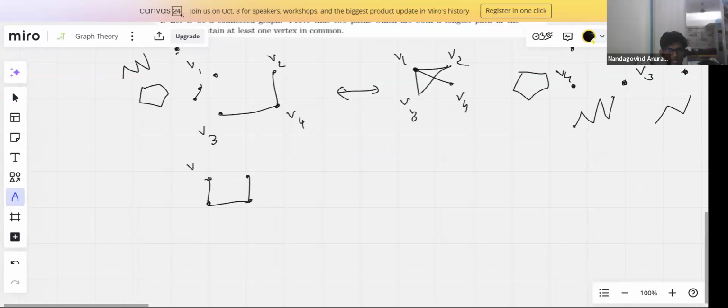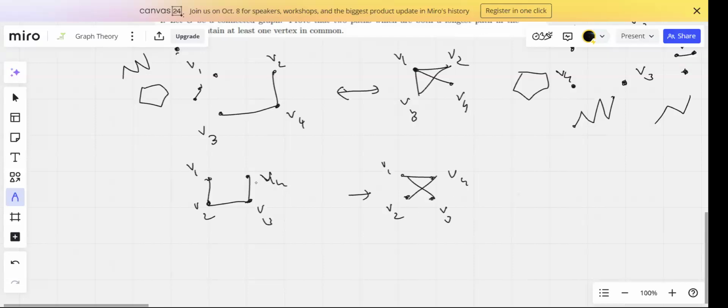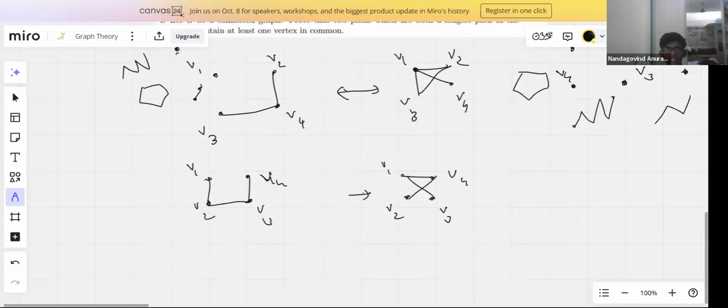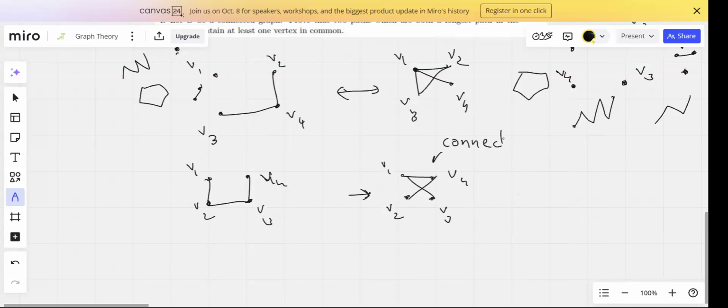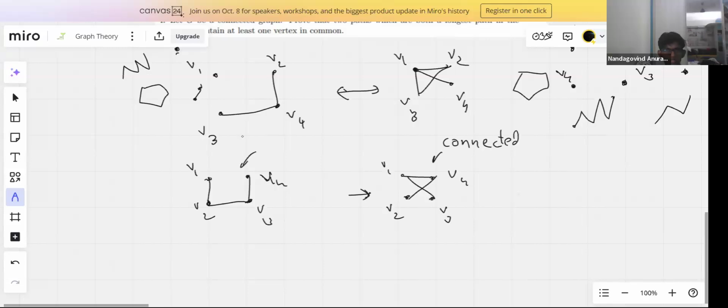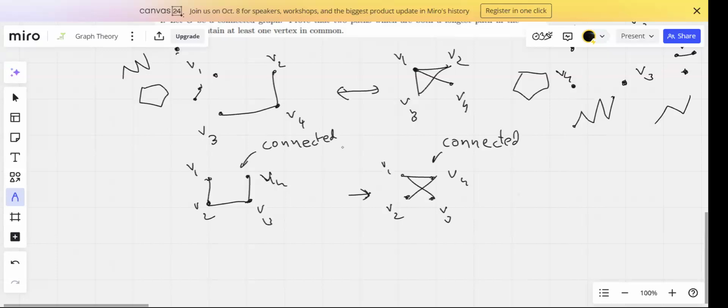Yeah, so this is a contradictory case. V1, V2, V3. I hope you know this. Correct. So then this becomes this, this, and this. V2, you can't go from... no, this is connected. Yeah, this is connected, and this is also connected. So the converse is not true. This is a counterexample. Okay, makes sense.